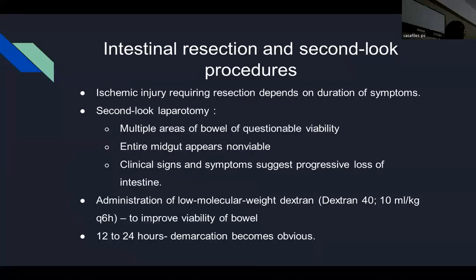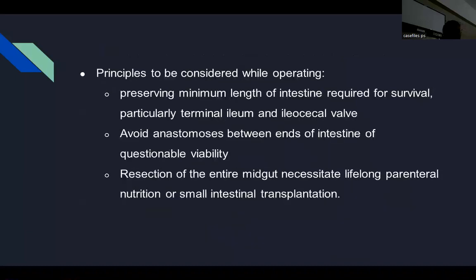There is some role of administering low molecular weight dextran, which can help in the improvement of bowel viability as well. The second look laparotomy is usually performed 12 to 24 hours after the first surgery, until the demarcation becomes very obvious and the surgery can be carried out. Some of the things that have to be kept in mind while operating include that we have to preserve the minimum length of the intestine that is required for survival, particularly the terminal ileum and ileocecal valve, which help in the majority of the absorption.